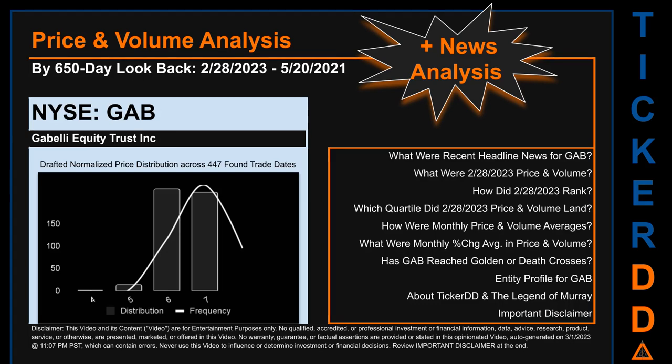The chart shown on this page is our initial attempt at studying the price for GAB after dynamically normalizing price distribution across those discovered trade dates. The bar chart is the generated distribution and the overlaid line graph, if it is generated, is the frequency of the prices on the x-axis. We will enhance this look through as our AI model progresses in the next iteration.